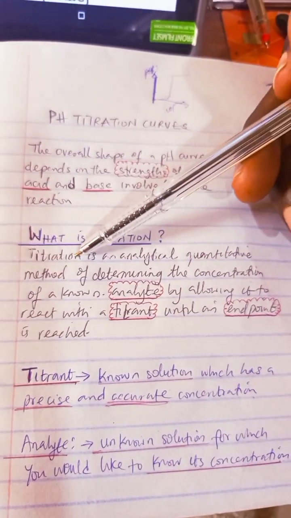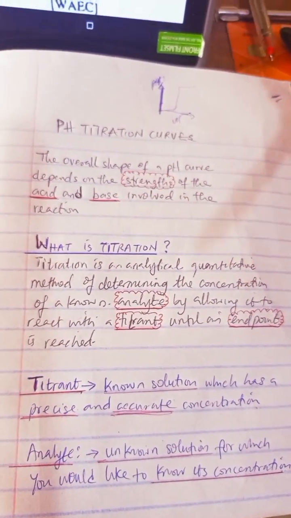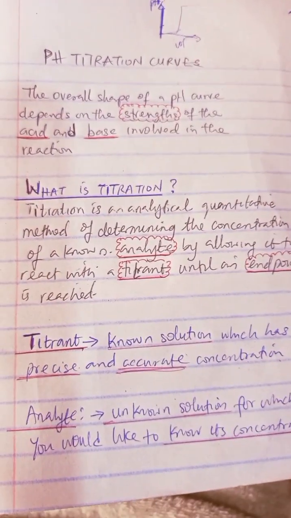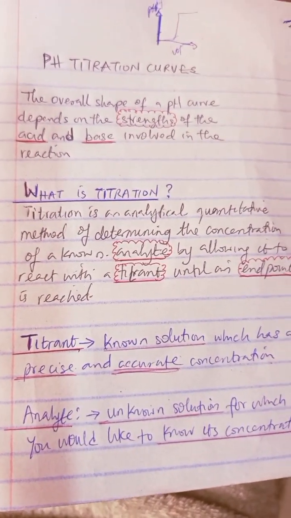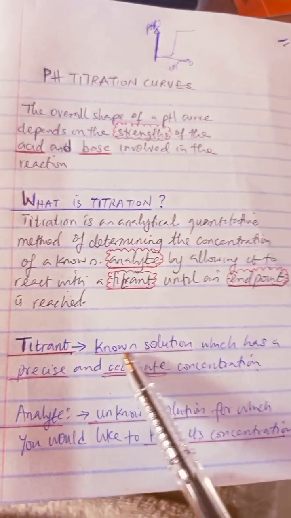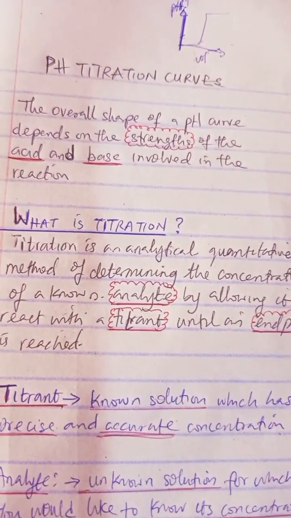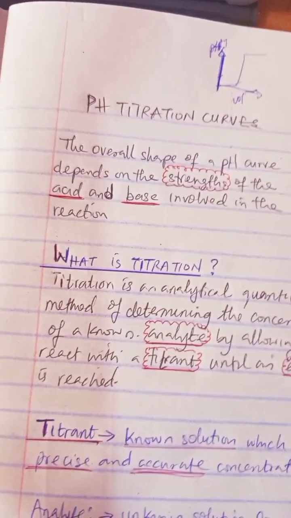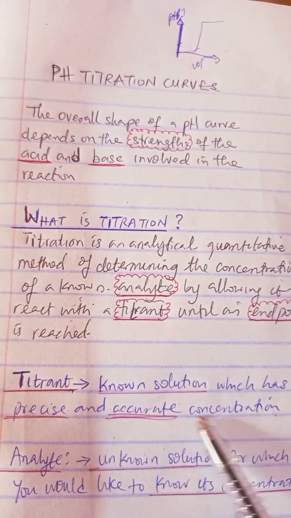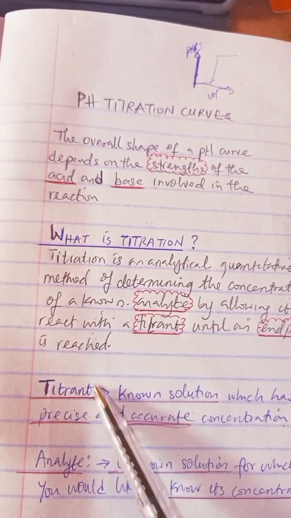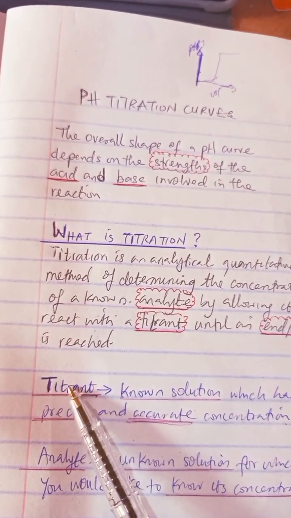So you use titration to determine the concentration of an unknown analyte. That means one of them will be known and one will not be known. In titration, you are using the known to find the unknown. So what is a titrant? A titrant is a known solution which has a precise and accurate concentration. The one that is known is called a titrant, while the one that is not known is called the analyte.